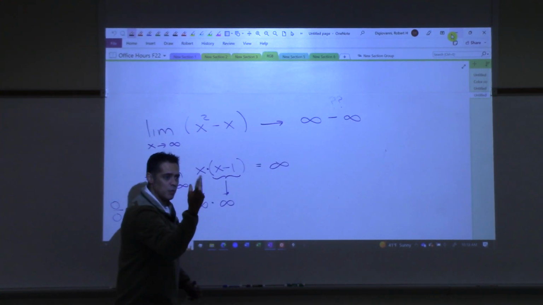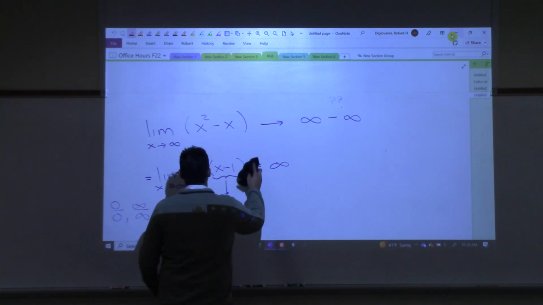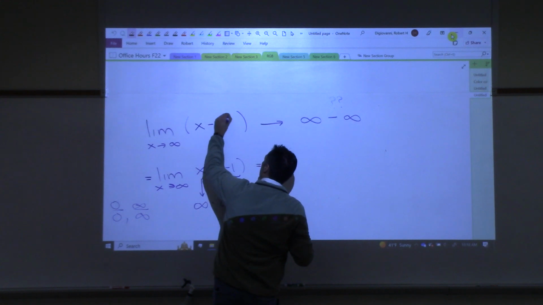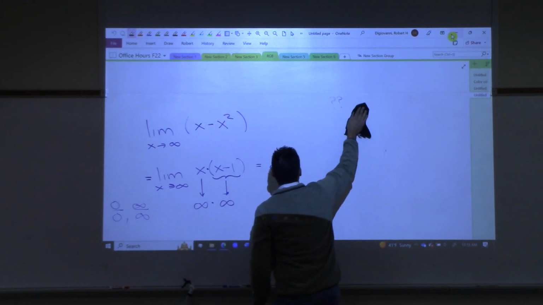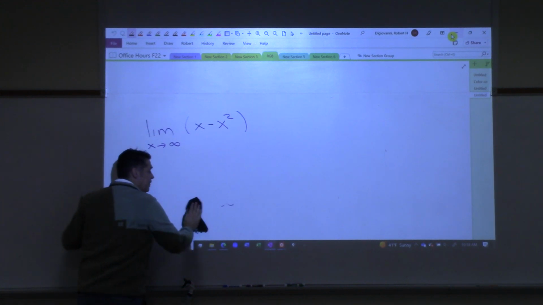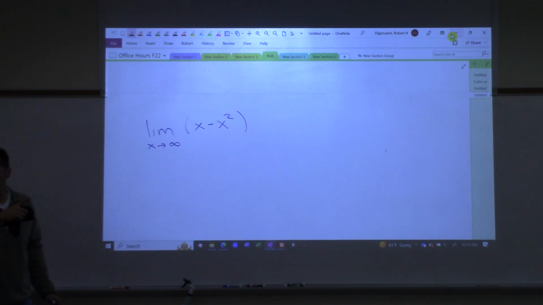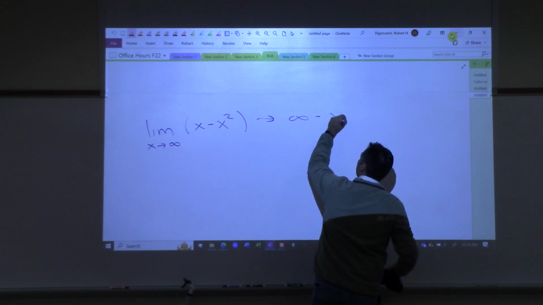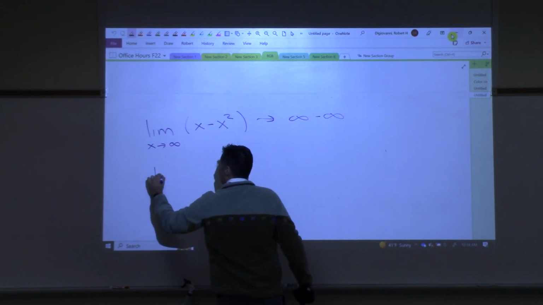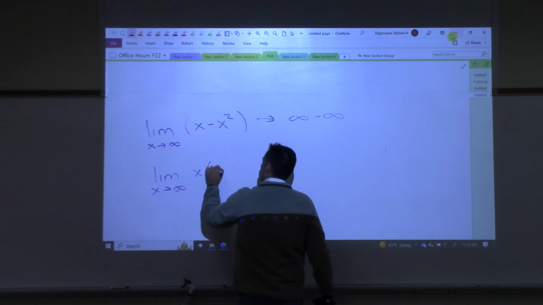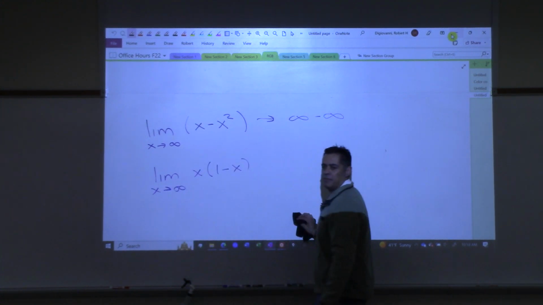What happens if I switch it around? What if I gave you the problem and I switched it and did x minus x squared? What do you think is going to happen now? Do you still have infinity? Do you still have infinity minus infinity? Yes, you still do, right? So you don't know what's happening yet. But if you factor, you get 1 minus x this time, don't you?